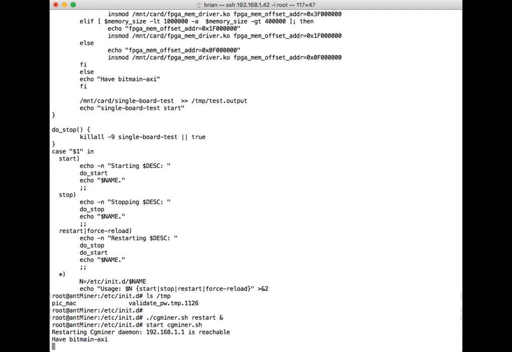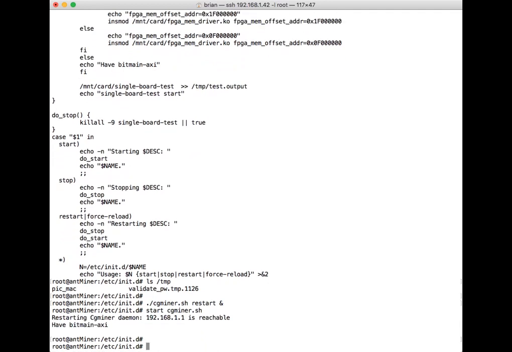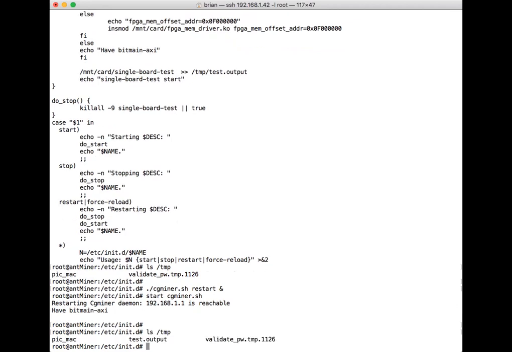I should see one more message. Yeah, okay, so I have my shell back. I can still go around, but it's running. Our new version's running. Now, if I do a directory listing of /temp right now, you'll see there's a test.output file.